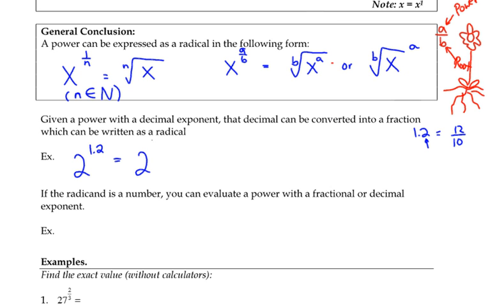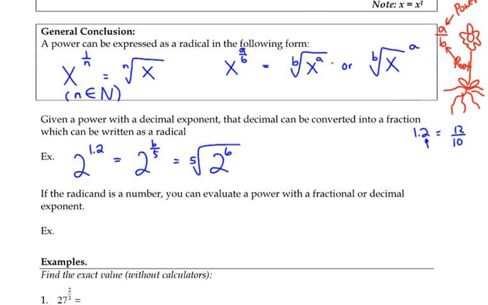So 6 over 5. Okay, let's change this to a radical. So which one would be the index, or the root? The 5. And the power is 6. That's how you write that as a radical.